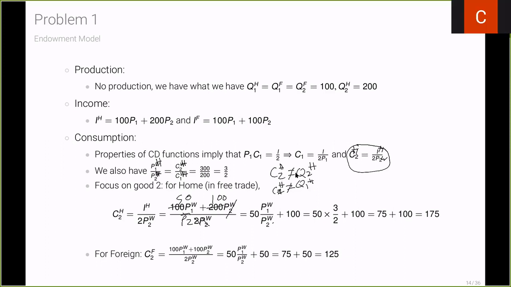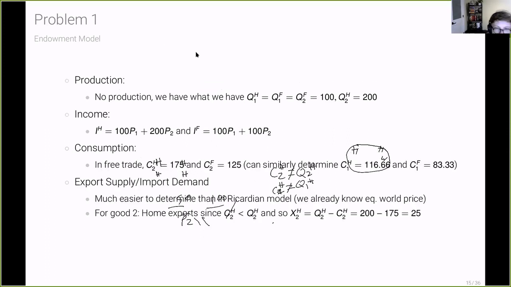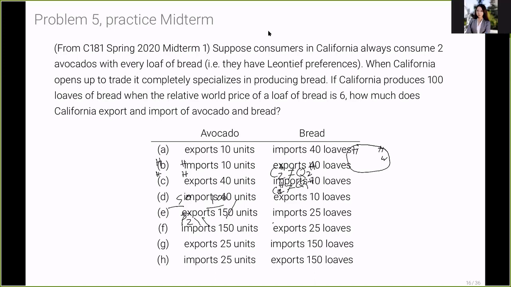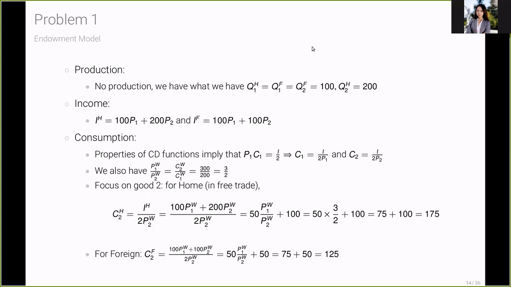Yeah, no worries. Okay, so I'm going to move on to... Can I ask another question? Yeah, sure, please. Can we go over, in general, the difference between the Ricardian model and the endowment model? Besides that we know the world price for the endowment model. Let me put your question on hold a little bit. I will cover import demand and export supply in the Ricardian model, and I will definitely cover the differences then. Okay, sounds good. Thank you. Yep.